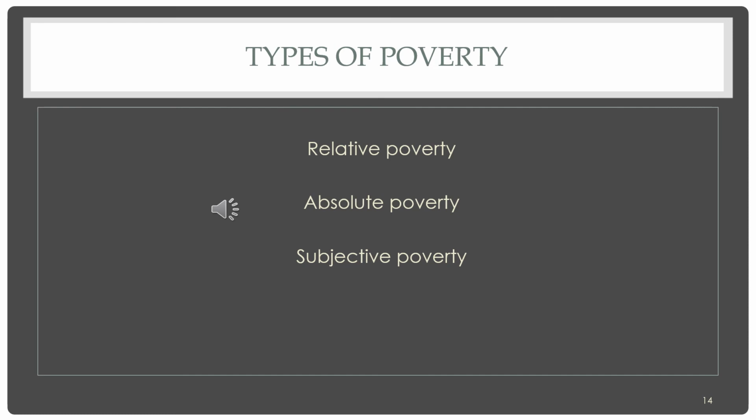It doesn't mean you're actually really poor. It just means that you are unable to live to the level that you think you should live. So just know the three types of poverty: relative, absolute, and subjective, and the difference between the three.